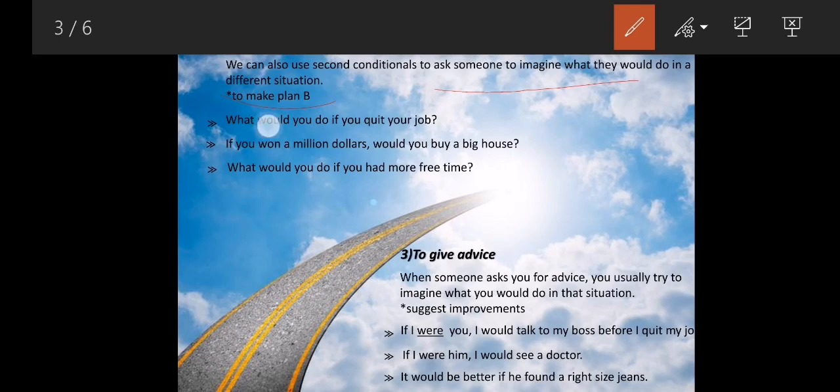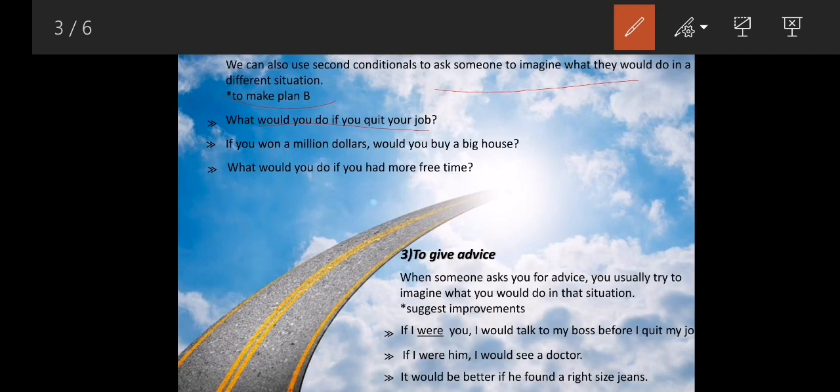What would you do if you quit your job? You have got a job, right? But what would you do if you quit your job? If you won $1,000,000, would you buy a big house? You don't have any dollar actually, but if you won $1,000,000, would you buy a big house or an expensive car? What would you do if you had more free time?